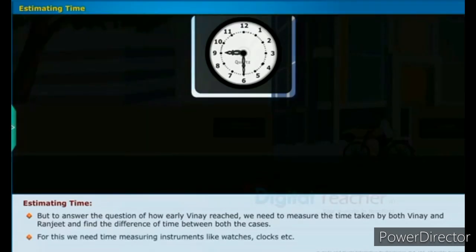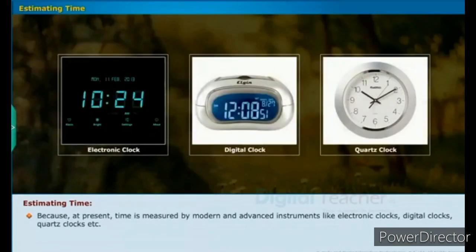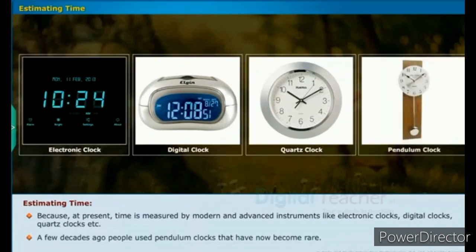For this, we need time measuring instruments like watches, clocks, etc. Because at present, time is measured by modern and advanced instruments like electronic clocks, digital clocks, quartz clocks, etc. A few decades ago, people used pendulum clocks that have now become rare.